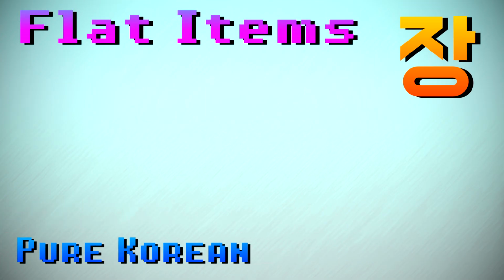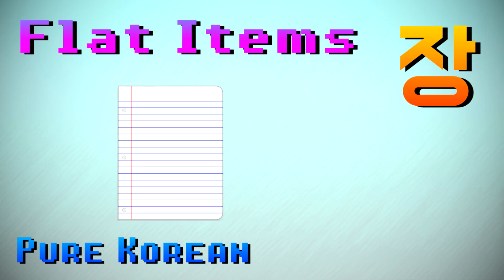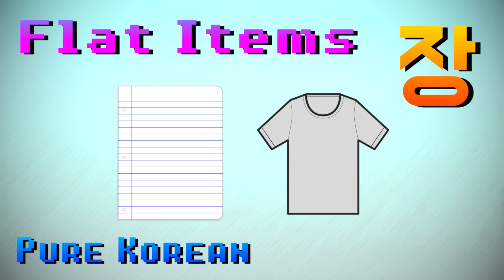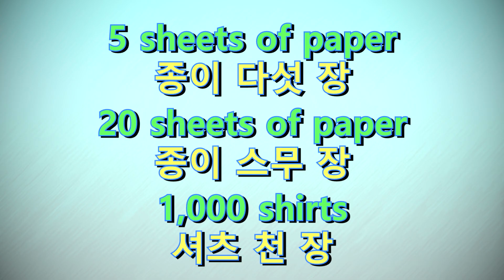You can use the counter 장 for counting flat items such as paper or, interestingly, t-shirts. Practice translating these examples on your own. You can pause the video here. Here are the answers. 종이 5장, 종이 20장, 셔츠 1000장.